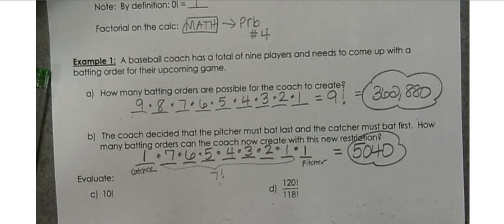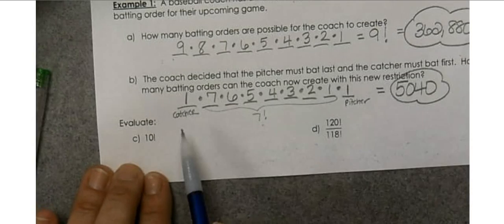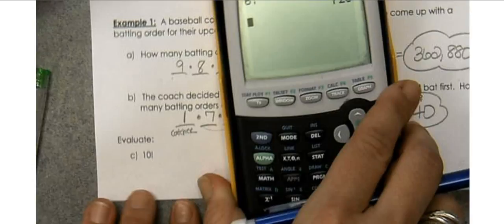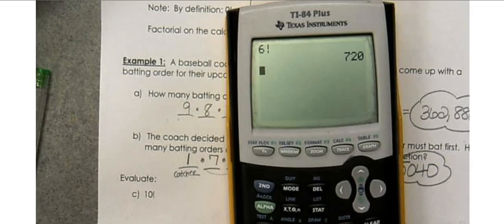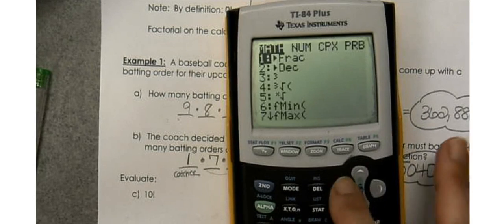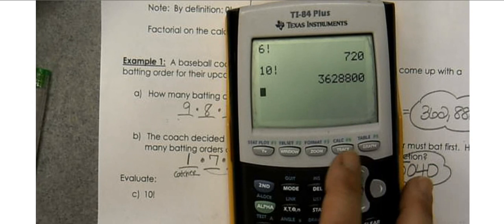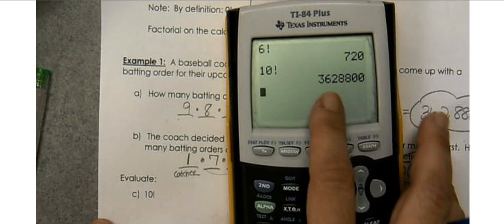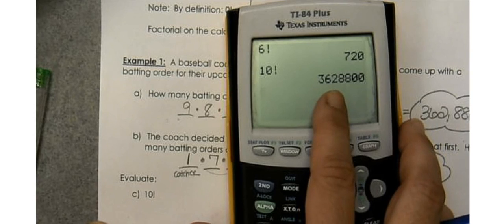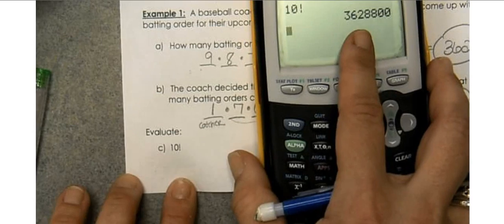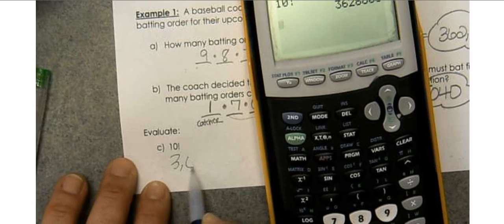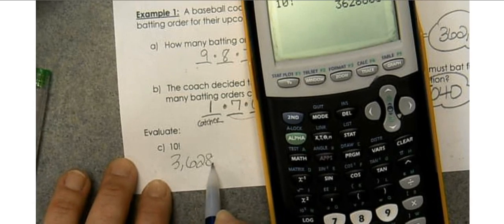Okay? So if we evaluate in our calculator 10 factorial, again, what we could do is we could hit 10, math, PRB 4, and we get 3,628,800. So again, we get 3,628,800.